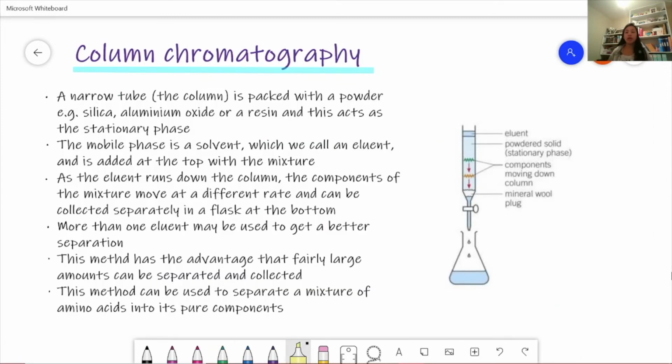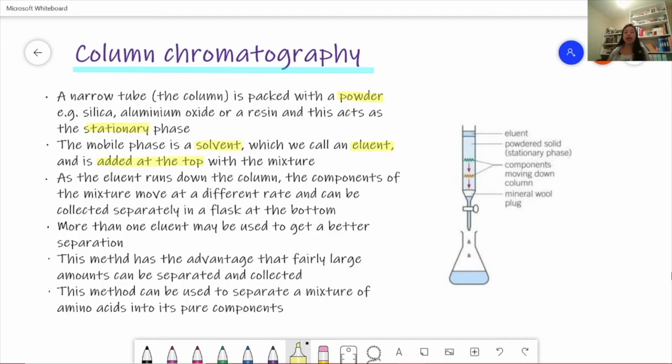So now we're going to talk about column chromatography, and this is the second type you need to know about. What happens is that we have a narrow tube, which is the column, and it's packed with a powder. For example, we could use silica or aluminium oxide or a resin, and they act as the stationary phase. We then have the mobile phase, which is the solvent. And with column chromatography, we can call this solvent an eluent. And this is added at the top of the column with the mixture.